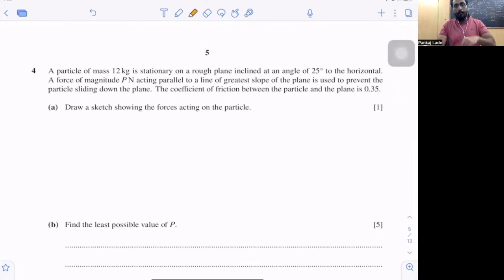That will be a least P. Okay, so first thing first, we want to draw the free body diagram. Okay, we want to draw a sketch showing all the forces which are acting on the particle. So I'm going to draw the free body diagram over here.